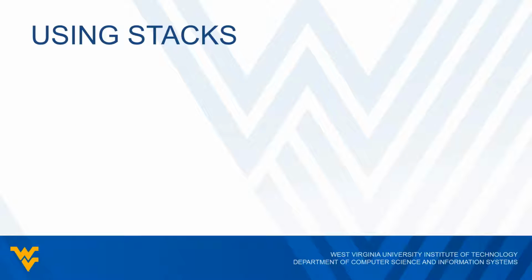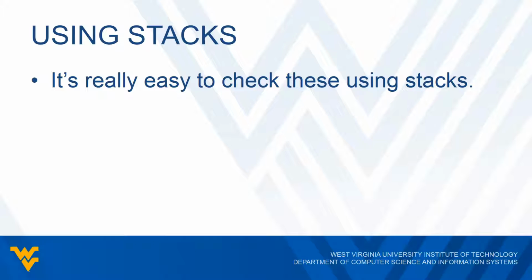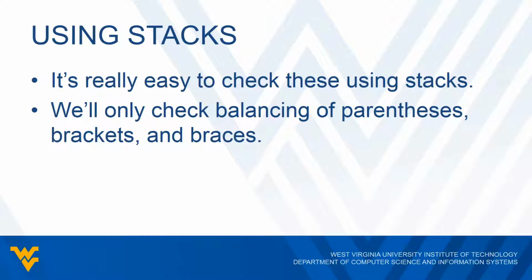It's actually really, really easy to check these symbols by using stacks. Now, for our purposes, to simplify the algorithm, we're only going to check the balancing of parentheses, brackets, and braces. So the square braces, the parentheses, and then the curly braces or brackets, however you want to pronounce it. But those are the symbols that we're going to check here.